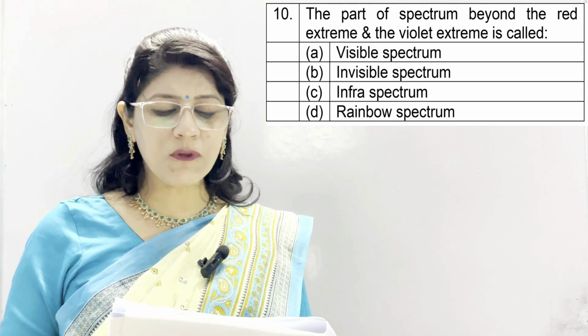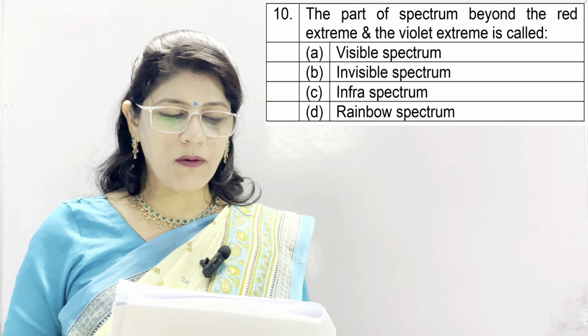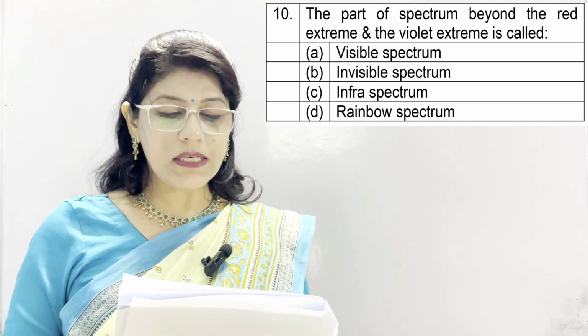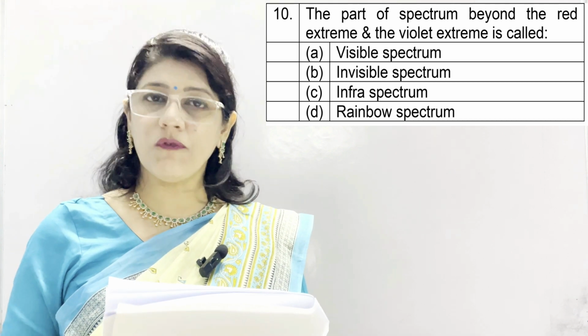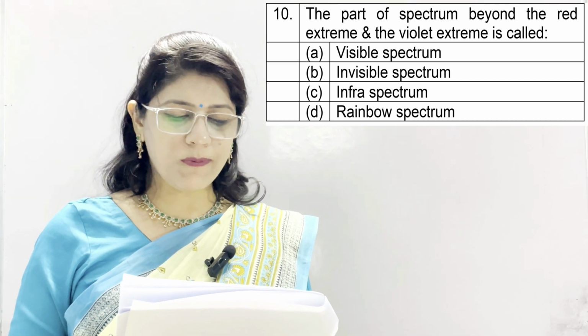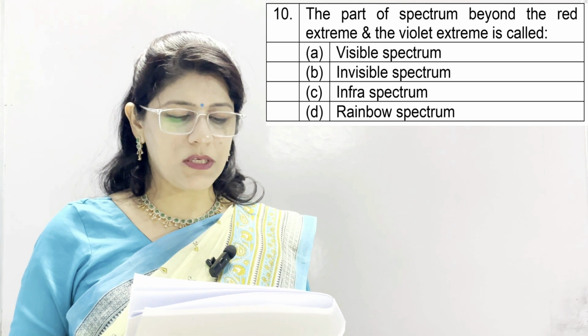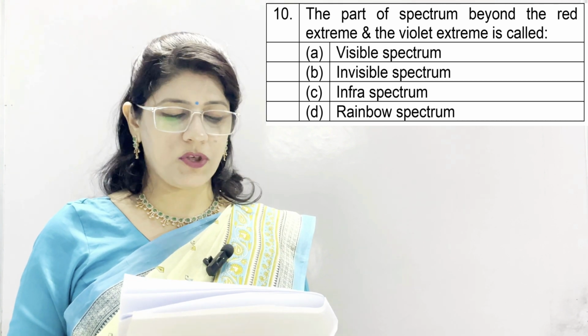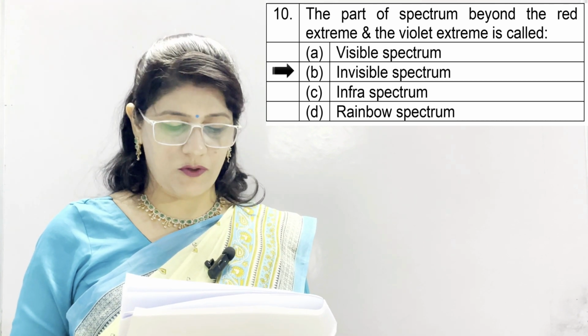The part of the spectrum beyond the red extreme and the violet extreme is called? Option A, visible spectrum, B, invisible spectrum, C, infraspectrum, and D, rainbow spectrum. And the correct option is B, which is invisible spectrum.